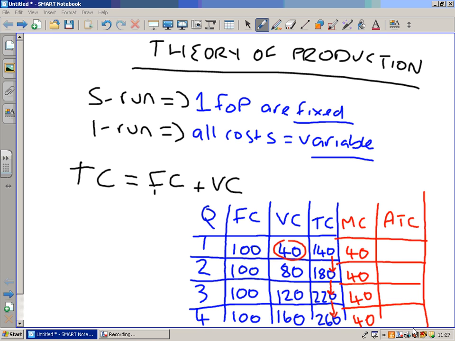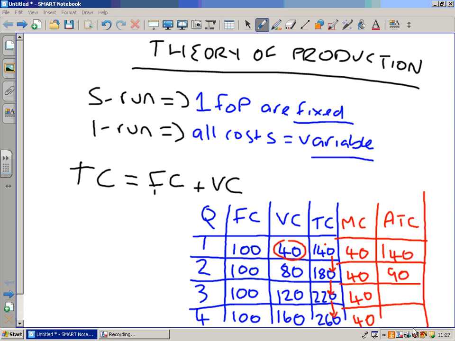Average total cost. This is the average cost of production. For our business, when we produce 1, total costs are 140. Average total cost is the total costs divided by the output. So in this case, 140 divided by 1 gives us 140. Next case, 180 divided by 2. Average costs go down to 90.